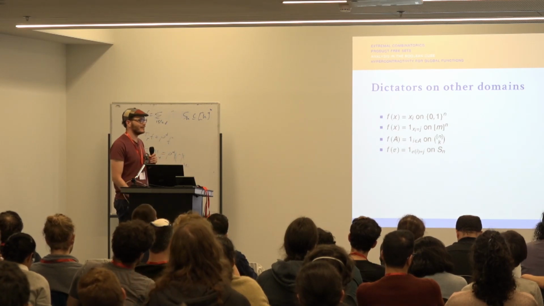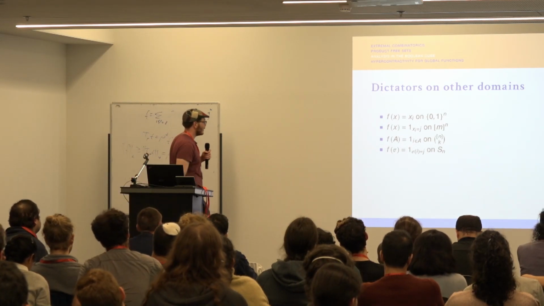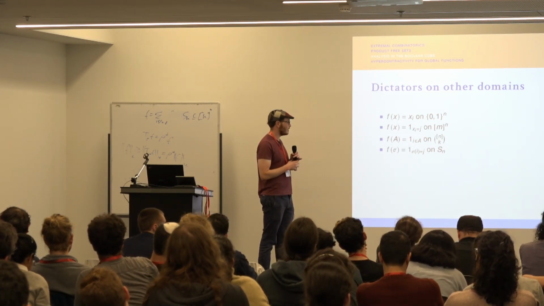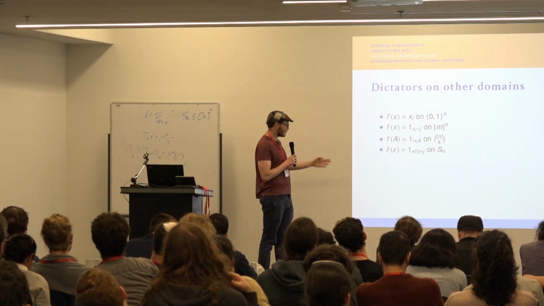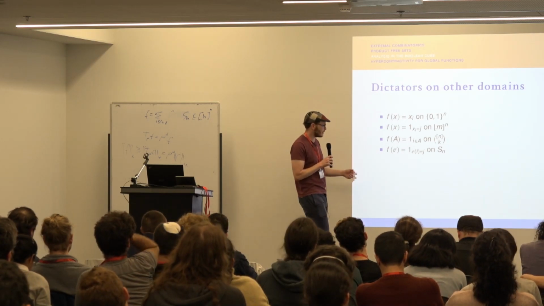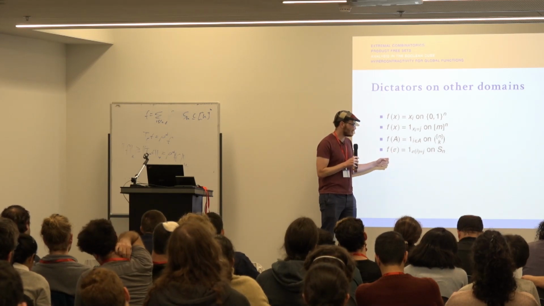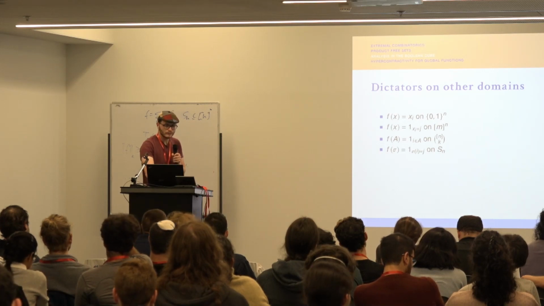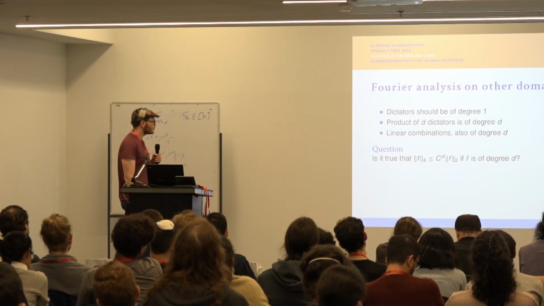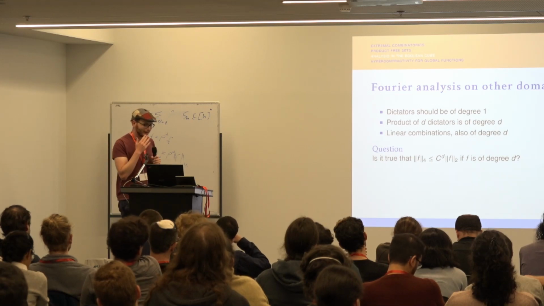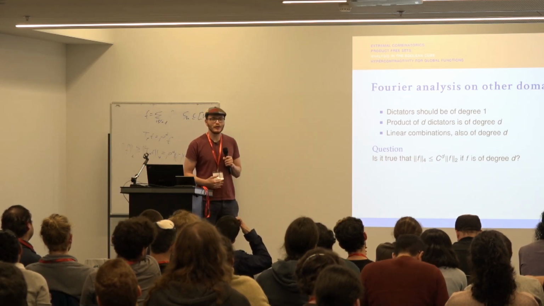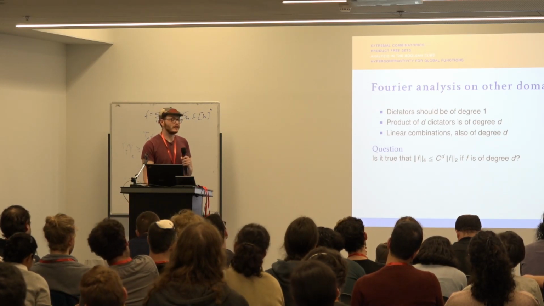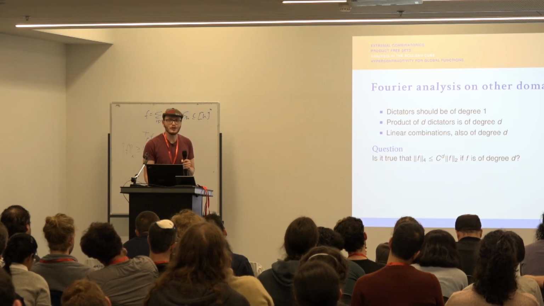Okay. So what are the dictators in all the other domains? We have the Boolean cube, where we have the function f(x) equal to x_i. If you want to generalize it to the symmetric group, as we mentioned, you take f(sigma) to be 1 when sigma sends i to j. And it turns out that if you want to talk about hypercontractivity in the symmetric group, all you need to know is the definition of dictators.